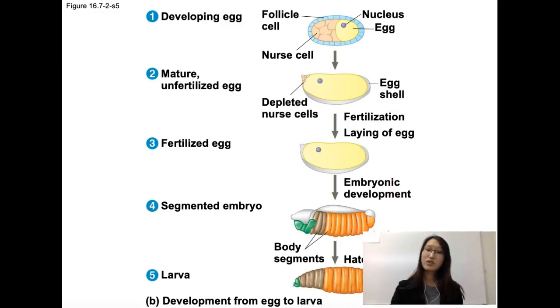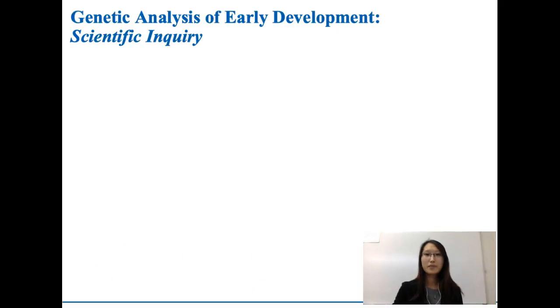So this shows you how this works for one fruit fly. And this is already way more cells than one fertilized egg, even though they're the same size, so that's easier for you to see. But this is a lot of cells. This is a segmented embryo already. And now we have this larva, head and tail.